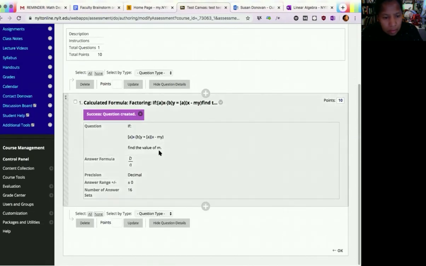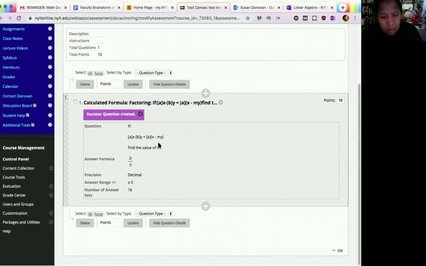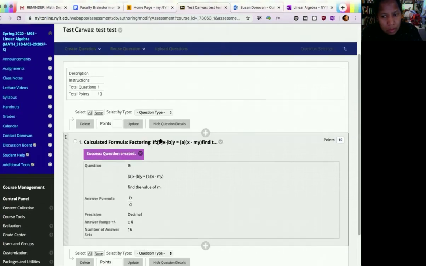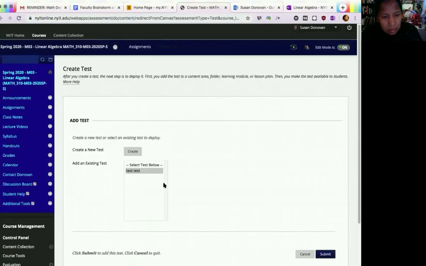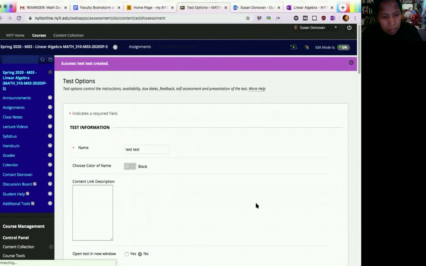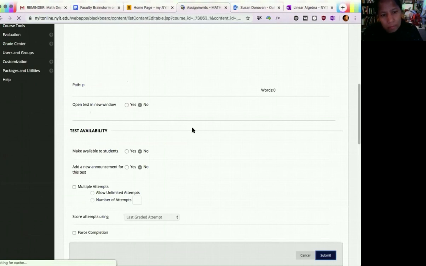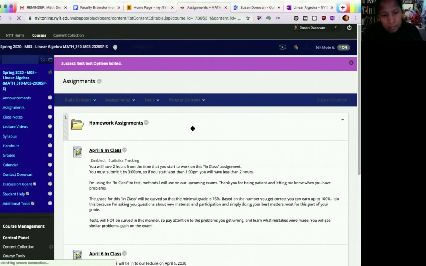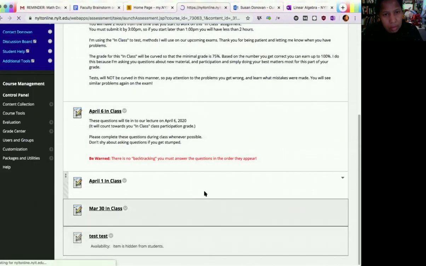Now what we want to do is preview this question. In order to do that, we're going to go ahead and submit the test that we've created this in. We'll make this not available to students, but we can take it ourselves. And here we have our test with our single question.